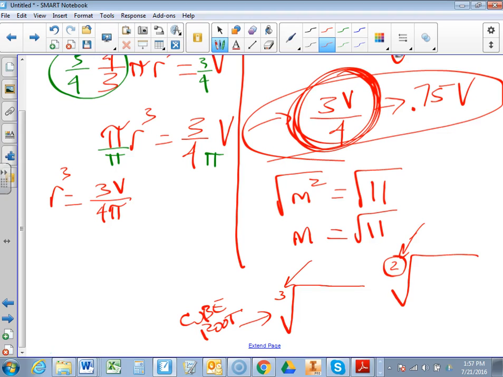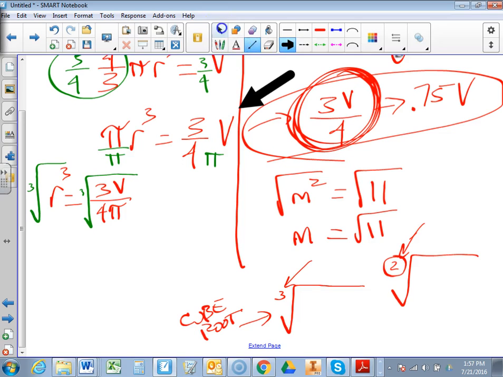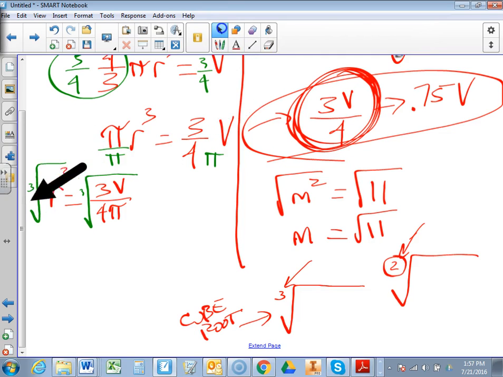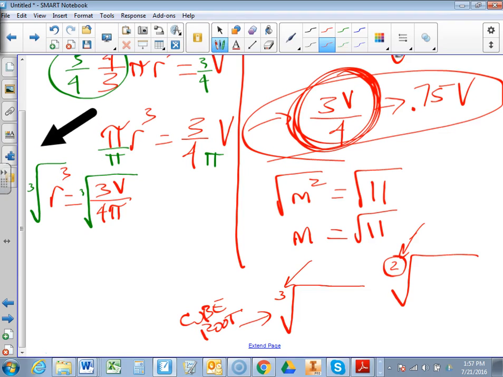So what we're going to do is take the cube root of both of the sides of that. Now the cube root is going to cancel the cubing here, and we're just going to end up with r over here on the left. That was the point. And there's nothing we can do with the right side. We're just going to leave it as the cube root of 3v over 4 pi. And that's all we can do. We're good.